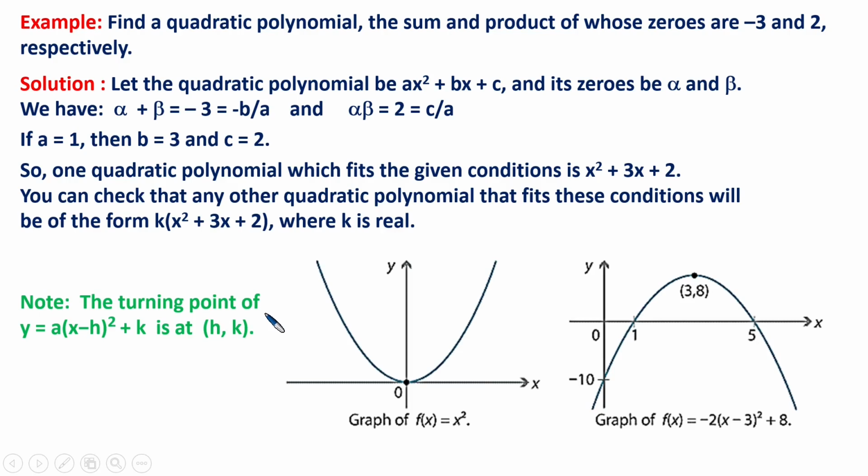The turning point of this parabola: if y is equal to x minus h the whole square plus k, then the turning point is at h and k. So here h is 0, k is 0, so it is at 0, 0. And here x is 3 and y is 8, so its turning point will be at 3 comma 8.